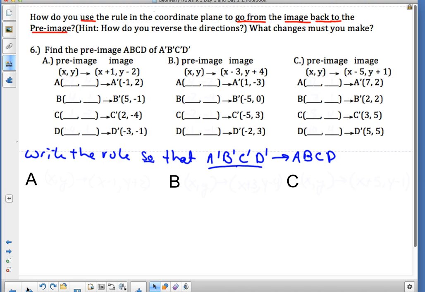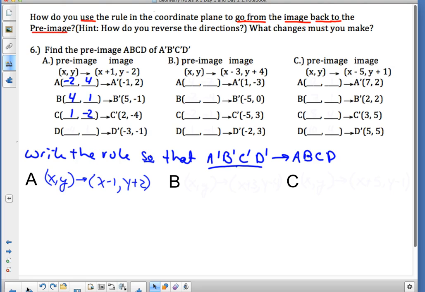I'll show you with the rule in A, hopefully, first, so you can see it. Write the reverse rule, okay? Because I might ask you that on a quiz or test, because that's a real simple question for me to check to see if you get going back from an image back to a pre-image.